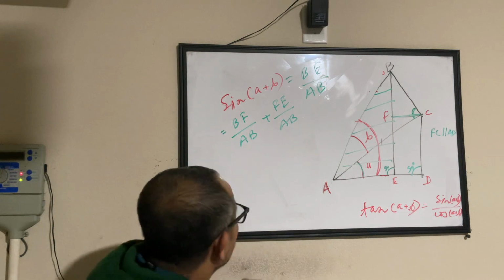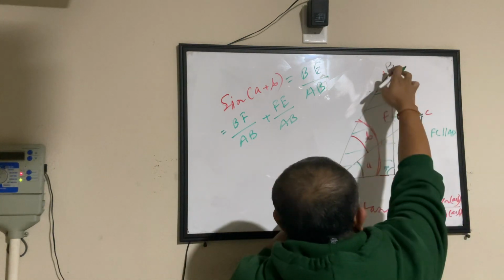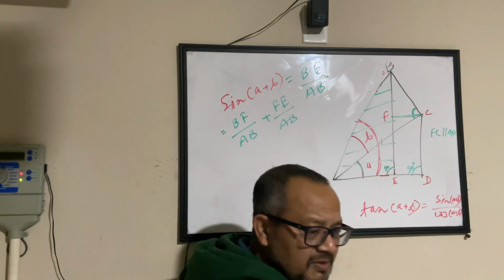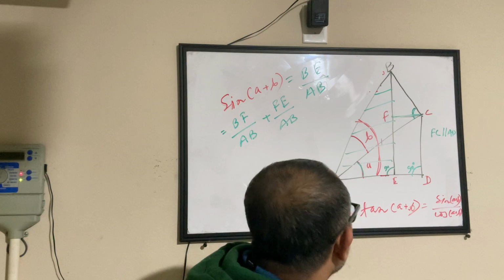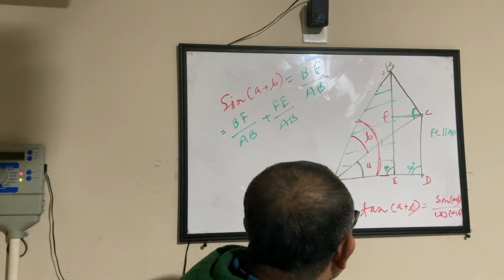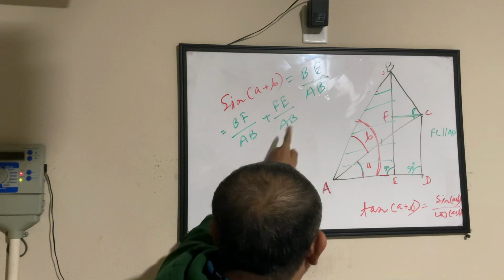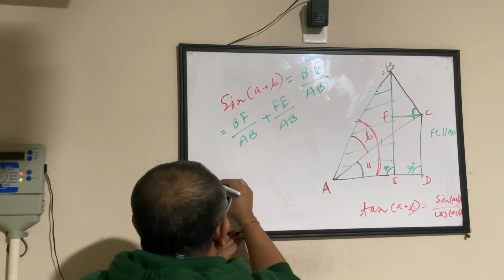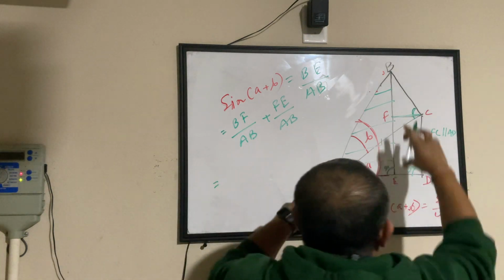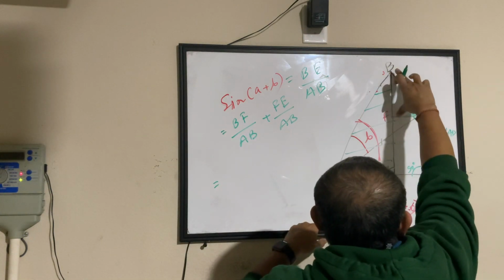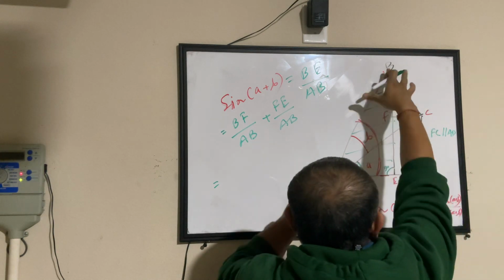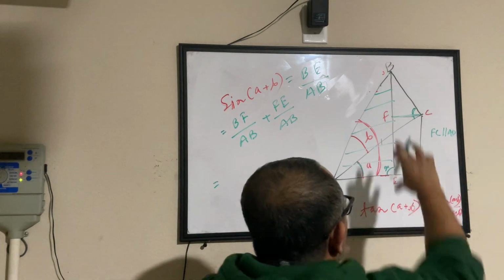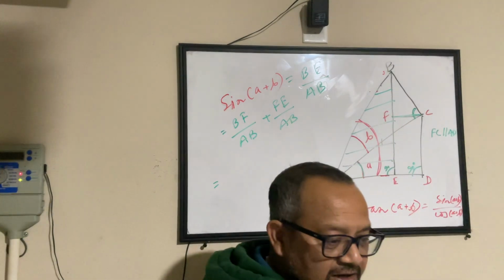Now, BF divided by AB plus EF divided by AB doesn't make much sense to us, right? Now, what we want to do is get something meaningful out of it. Now let's look at it this way. If I have BF divided by AB, BF by AB has nothing that we can relate with SOHCAHTOA.